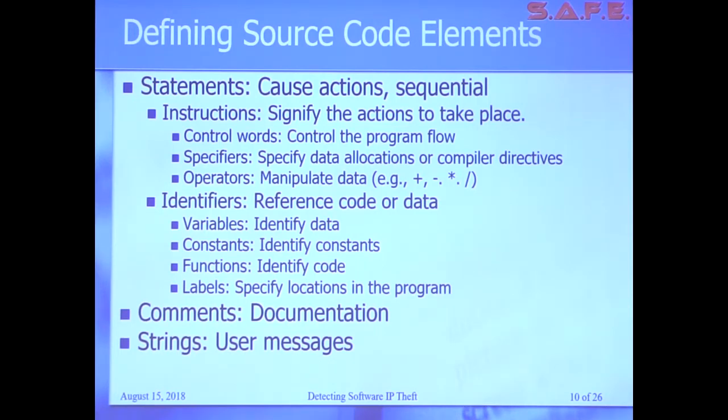Variables, constants, functions, labels. And then comments and strings. It turns out that I lump comments and strings together, even though they're different types of code elements, because when you're looking for copying, there's really no difference that we've found between a comment and a string. They don't affect the function. They're really meant for a viewer. One's meant for the viewer who's using the program, and one's meant for the viewer who is reading the code.